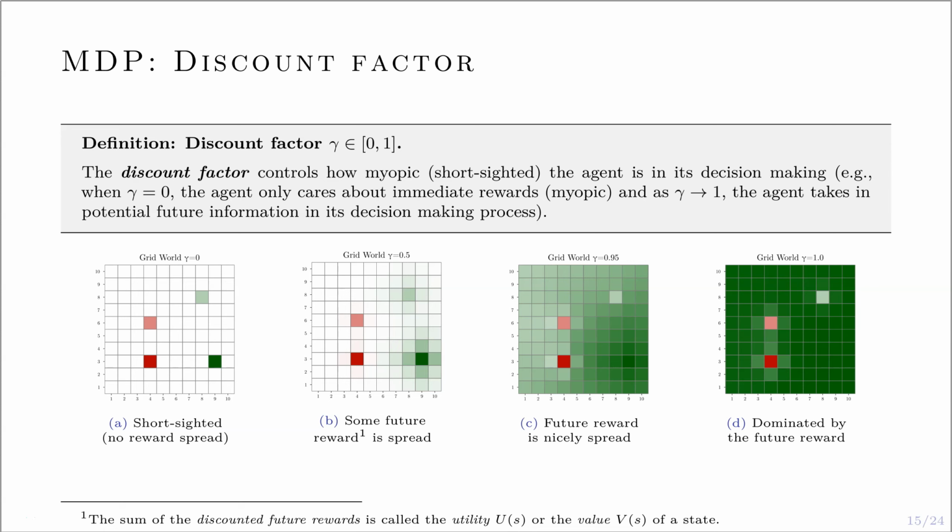If gamma is all the way at 1, then it's dominated by the future reward. As you can see, all the cells are the same shade of green, as opposed to some gradient to lead you to better future states.